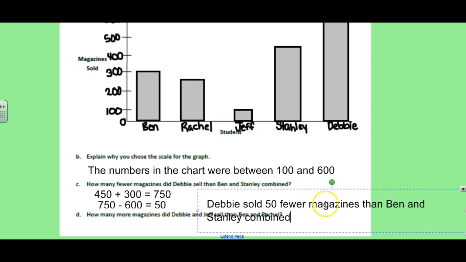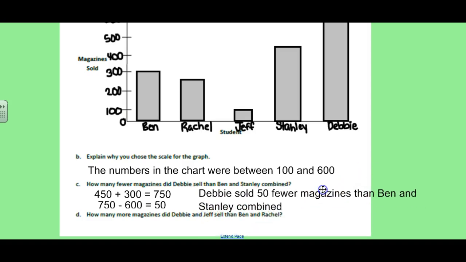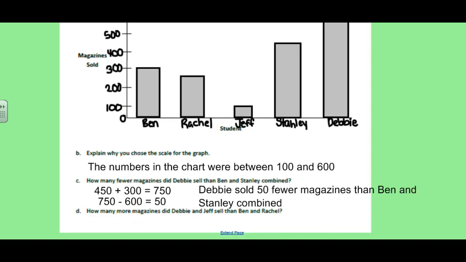So make sure you're getting this written on your paper correctly and you're ready to move on to part D. So question D says, how many more magazines did Debbie and Jeff sell than Ben and Rachel? So this is combining Debbie and Jeff and then Ben and Rachel and then subtracting those two numbers because it says how many more. So I want you to go ahead and find the numbers for Debbie and Jeff, combine them, combine the numbers for Ben and Rachel, and then out of those two numbers that you get, we know that we're going to have to subtract because it says how many more. And then you're going to be ready to answer in a complete sentence.